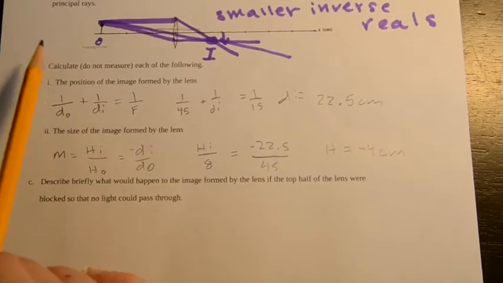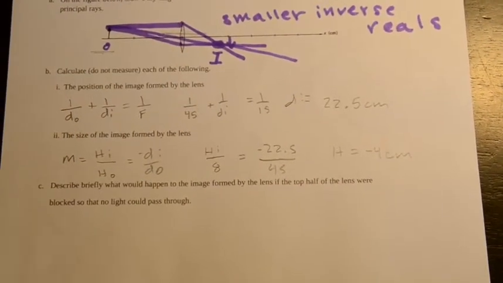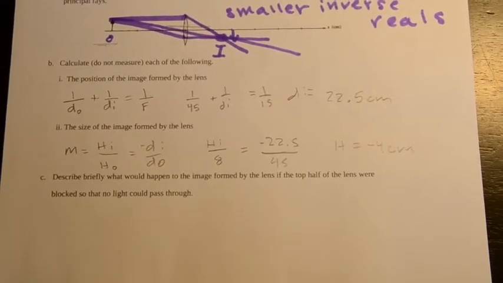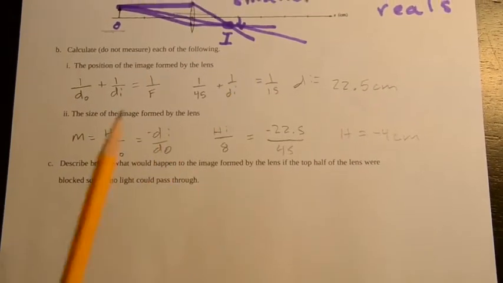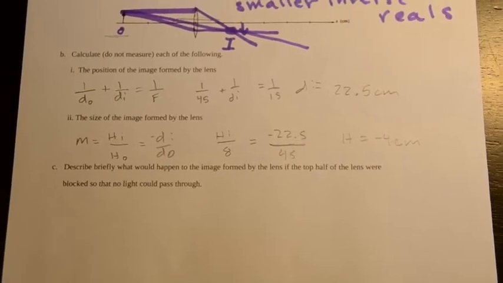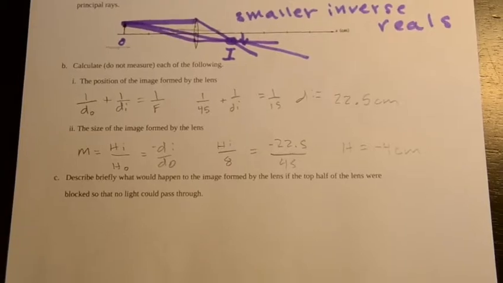So the rays would all still cross, despite only half the lens showing. So the image would still be formed at the same point, and it would still be smaller, inverted, and real. But because less light went through the lens, it would be the same image, just less bright.